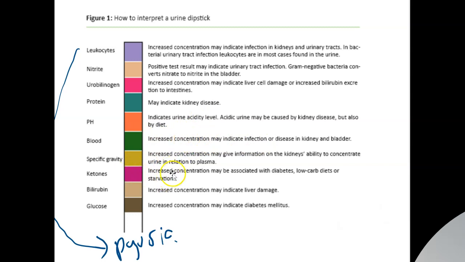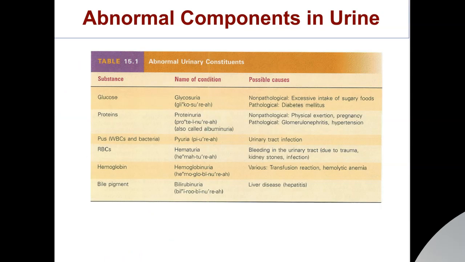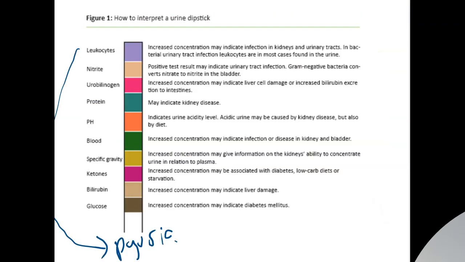Ketones are produced anytime we're burning fat at a high rate, so we either are on a low carb diet, or we're not eating at all, we're starving, or we have diabetes mellitus and we can't use the glucose, so we make all those ketones as well. And then glucose, again, commonly with diabetes mellitus. Bilirubin should not be in your urine. If it is, it shows probably something with your liver. And the other thing to understand is that anytime you're dehydrated, all of these values go up.